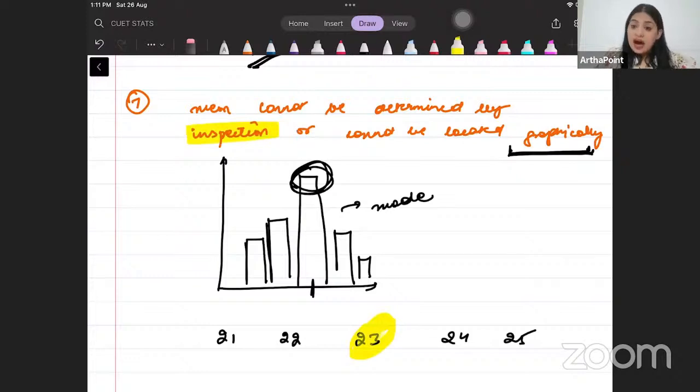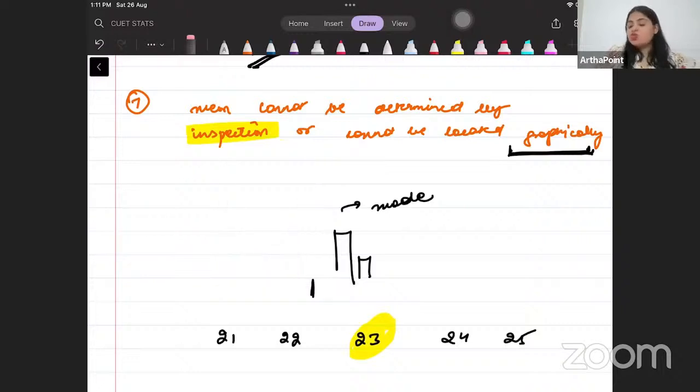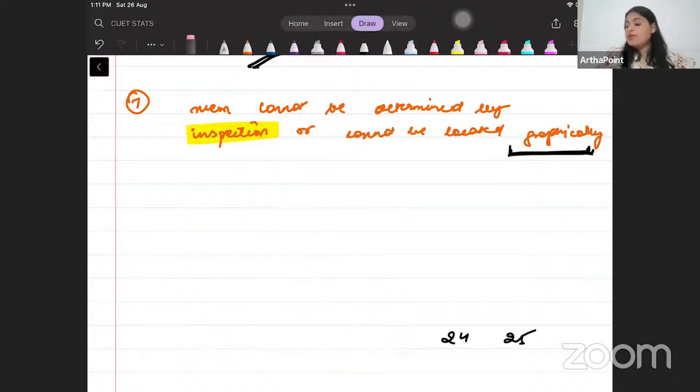So there are central tendencies which you can find only by inspection or only graphically. But for finding the mean, I cannot use these two techniques. I have to go through the entire formula, and only then can I tell you what my mean will be. So finding the mean is not very easy through inspection or graphical methods. It can only be done through the formula.